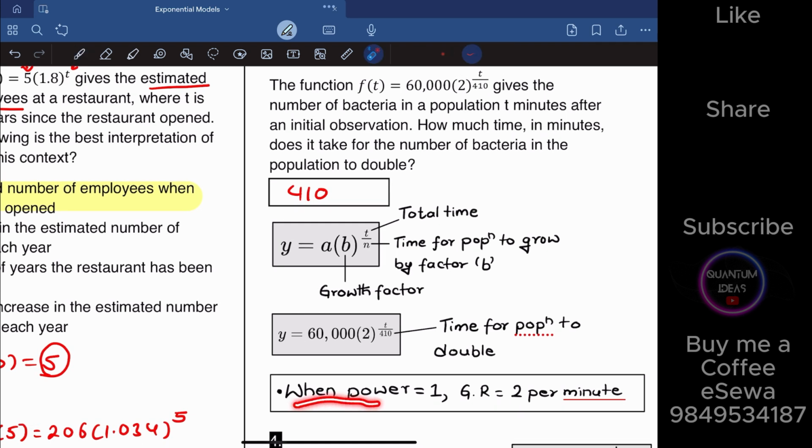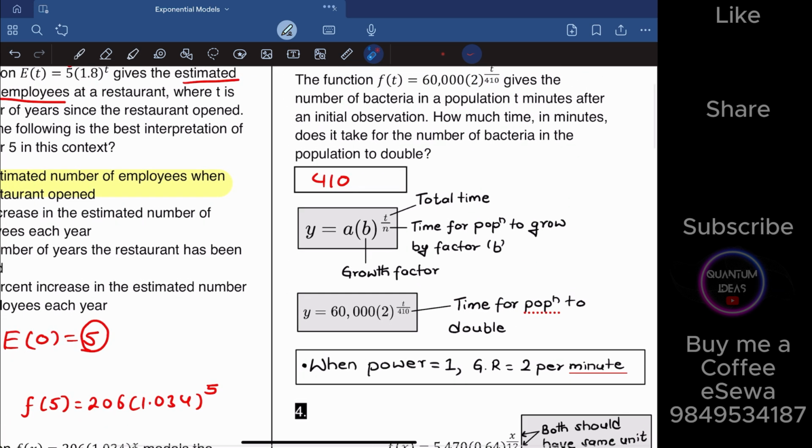When you equate the power, this power equals 1. When this thing equals 1, what happens? This power vanishes, and it becomes 6000 times 2, right? This means the population will be doubled. That means you can find the value of t for doubling by just equating t over 410 with 1, and you will get the value of t as 410 as well. Okay, that's it. That will also be the answer.